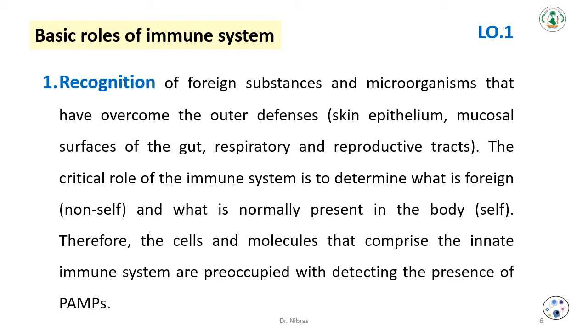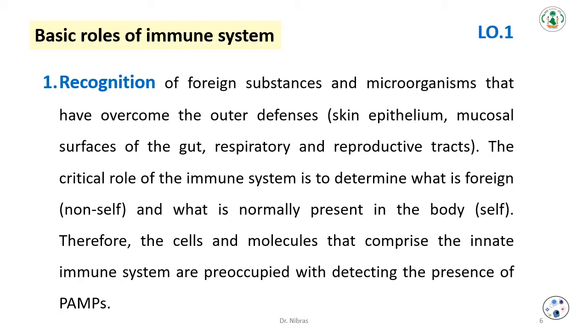Recognition of foreign substances and microorganisms that have overcome the outer defenses, such as the skin epithelium and the mucosal surfaces of the gut, respiratory and reproductive tract. The critical role of the immune system here is to determine what is foreign, non-self, and what is normally present in the body as self.